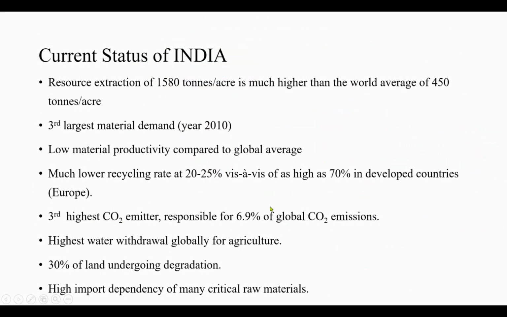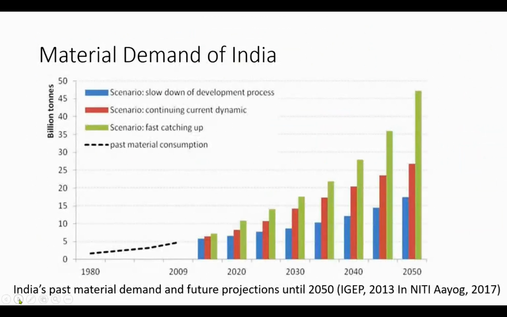In that case, I will reveal one another truth. India has the highest water withdrawal globally for agriculture, 30% of land is undergoing degradation, and there is high import dependency for many critical raw materials. Regarding that CO2 emission, I will reveal one more truth.